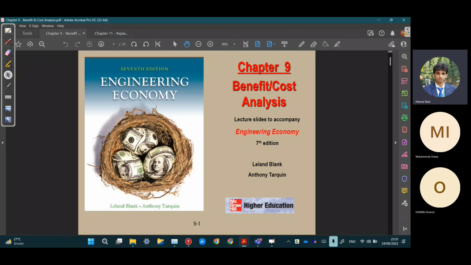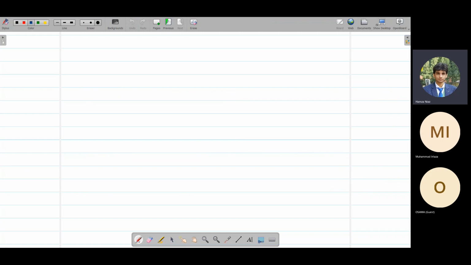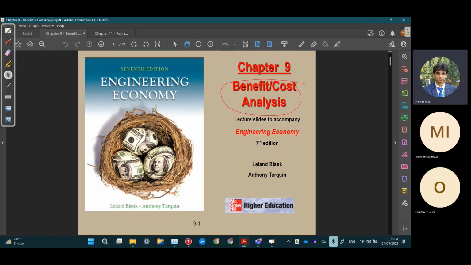So chapter number 9 deals with the benefit and cost analysis of some assets. In every large project, like government projects, we calculate the benefits and we calculate the costs. The benefits are what would benefit us, and the costs are what could hinder us. We calculate the benefits and costs in terms of money in every large project or even simple project.